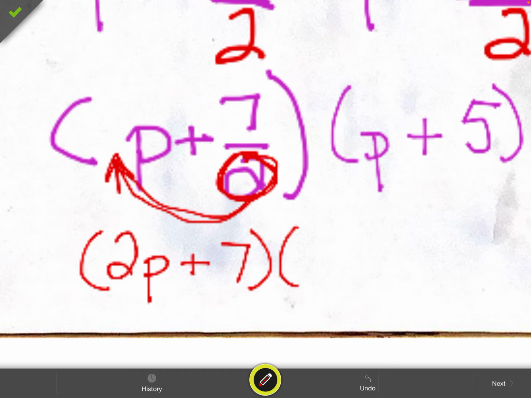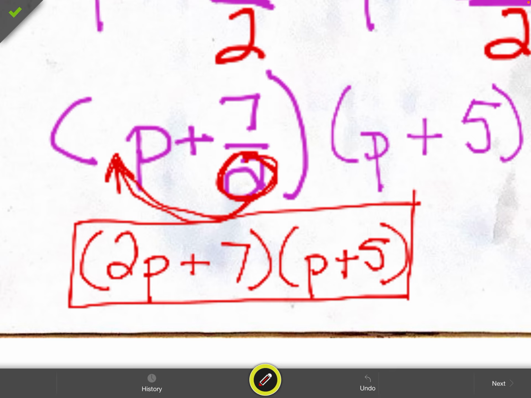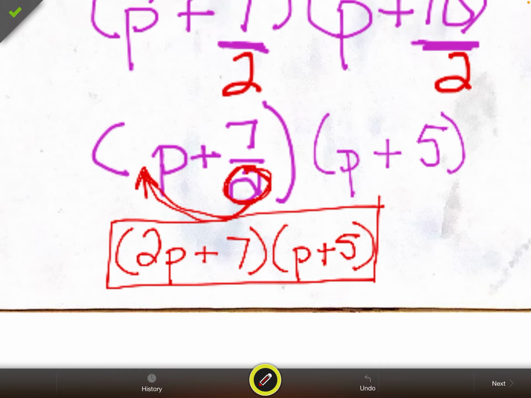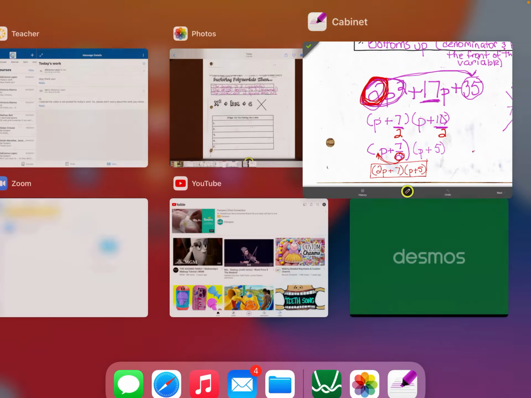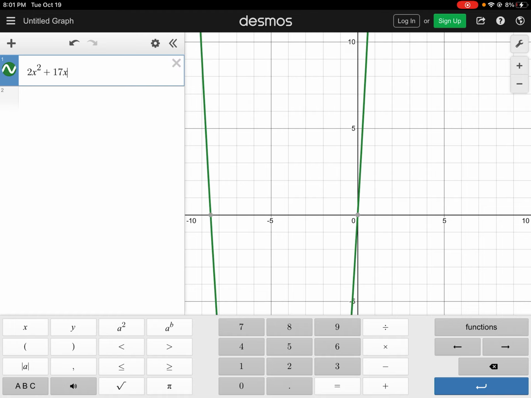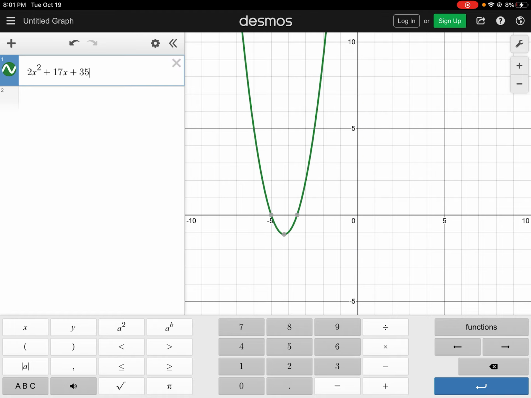Now, we don't have to do that back here for p plus 5 because there is no fraction. So there's nothing to bottoms up. This is your final factored answer. Not sure? Head over to Desmos. And you should always, definitely, if you're not much of a checker, please check these. Because we know if you check them or not. Because if you get anything wrong on the paper that you've handed in, we know you didn't check it.